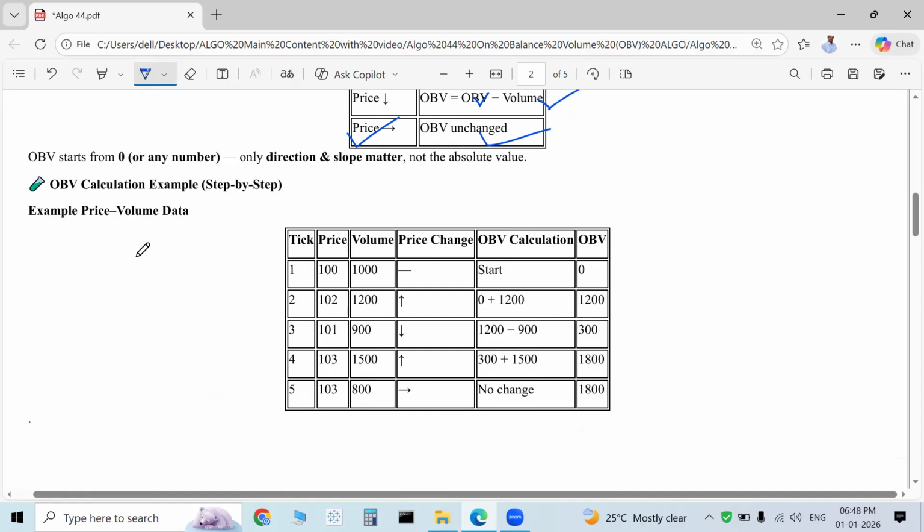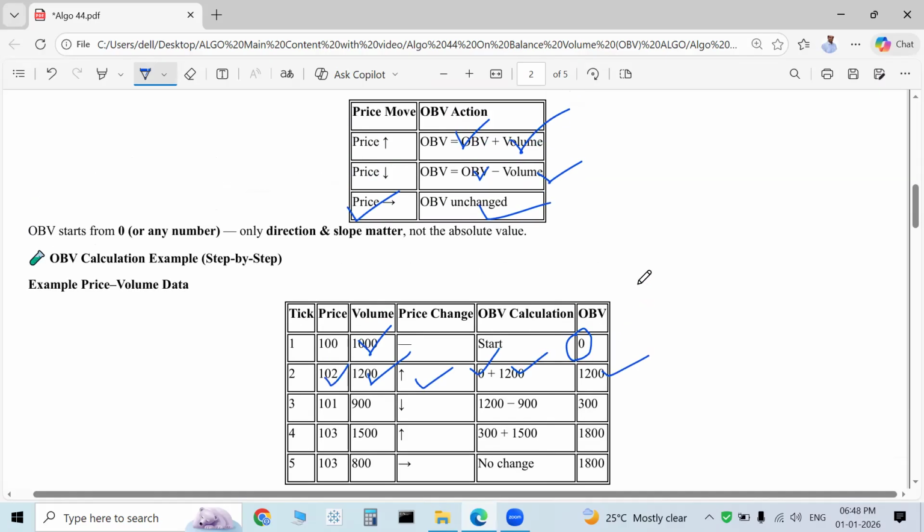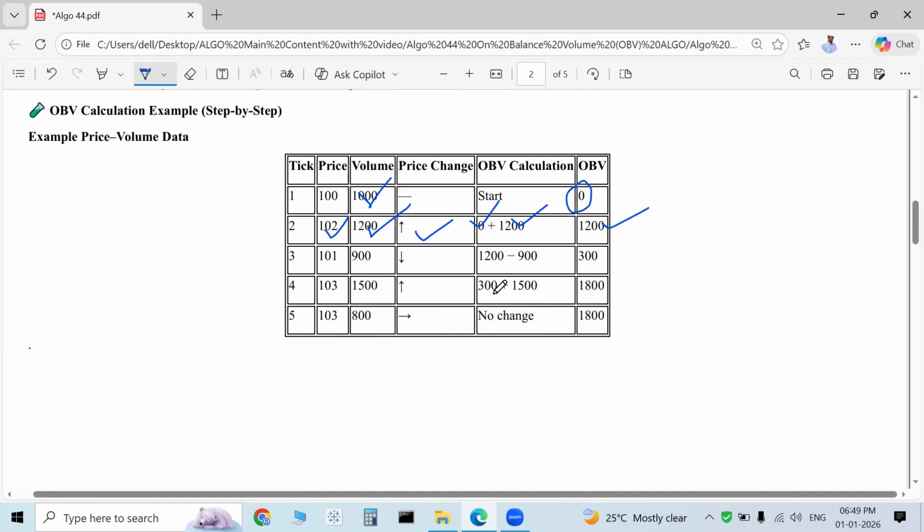Okay, let me start with the logic. Suppose the previous OBV value is 0, and now the volume is 1200. The price has increased, so we add the previous value plus the volume. So there is an addition, and the new OBV is 1200. The logic is, if the price increases, add volume; if the price decreases, subtract volume.